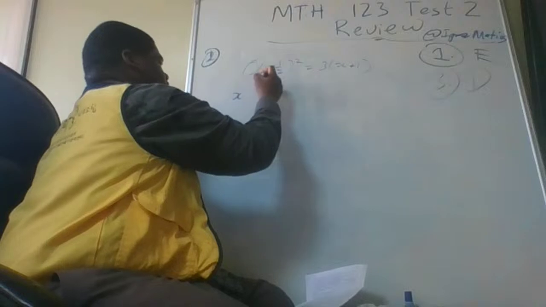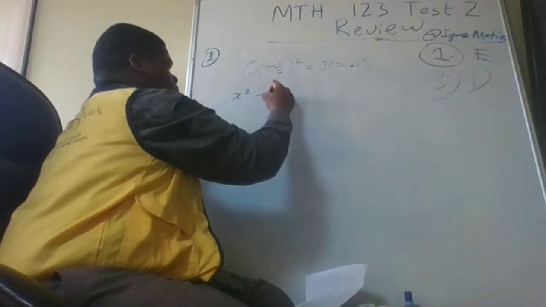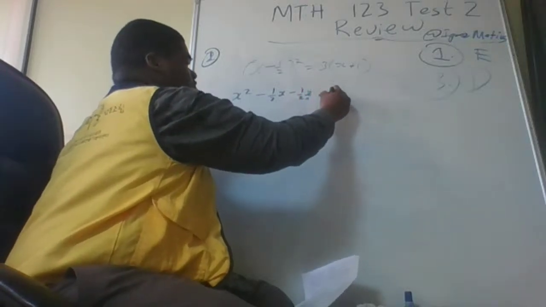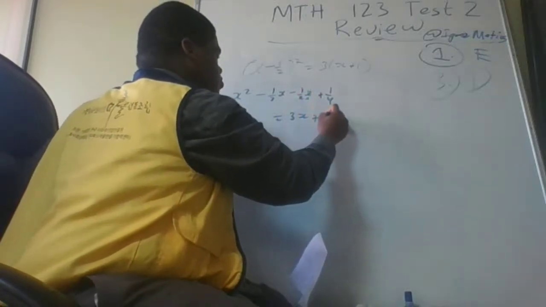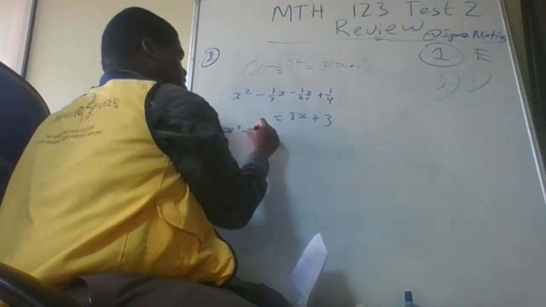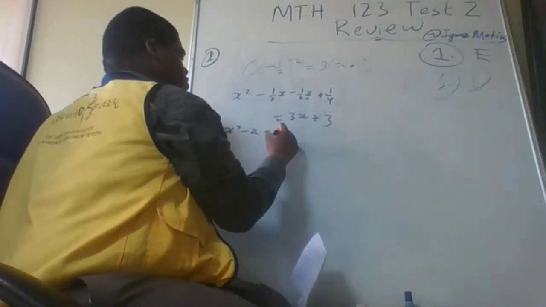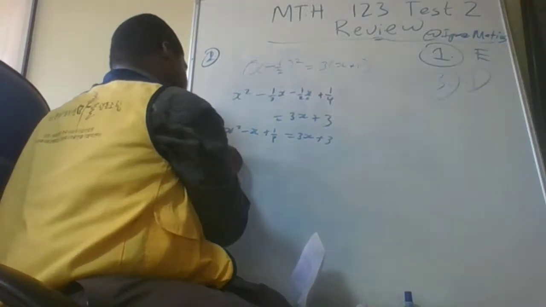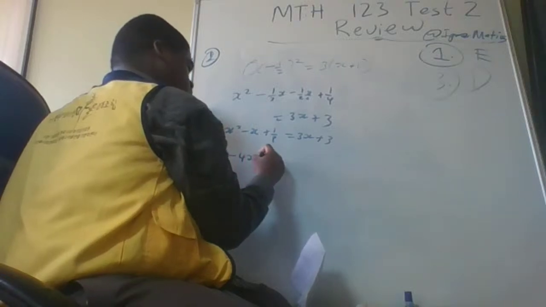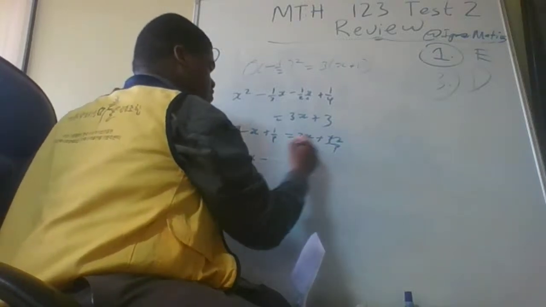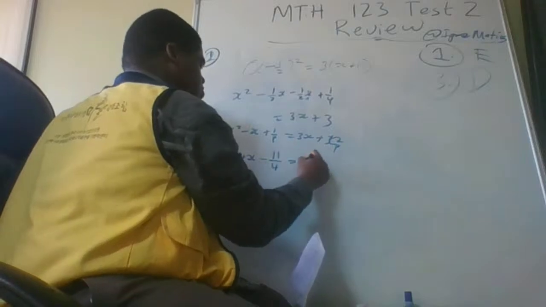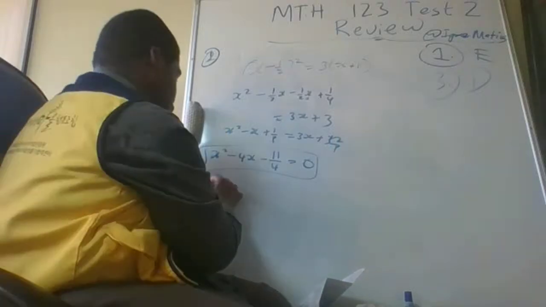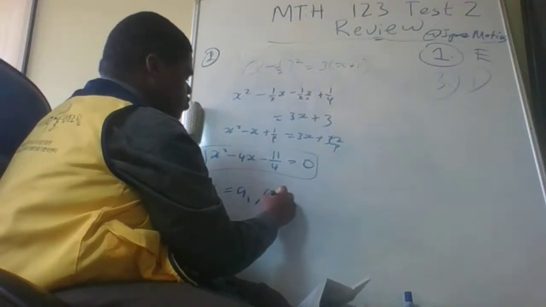If it was correct, then we're going to have x squared minus 1/2 x minus 1/2 x plus 1/4 is equal to 3x plus 3. You're going to have x squared minus x plus 1/4 is equal to 3x plus 3. Move them to the left hand side. You're going to have x squared minus 4x minus, this here will be 12 over 4, that will be minus 11/4, is equal to 0. Then you can now solve this using the quadratic formula and get the two values of x, x equals a1 and x equals a2.